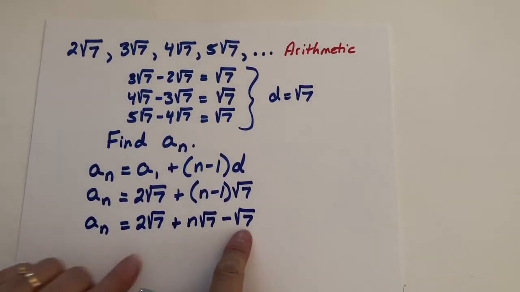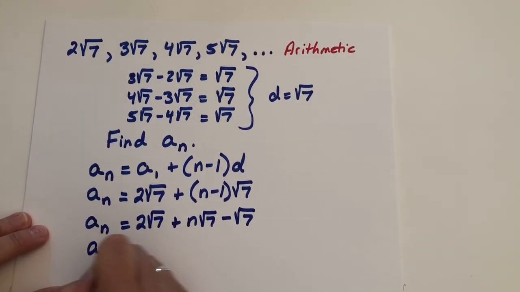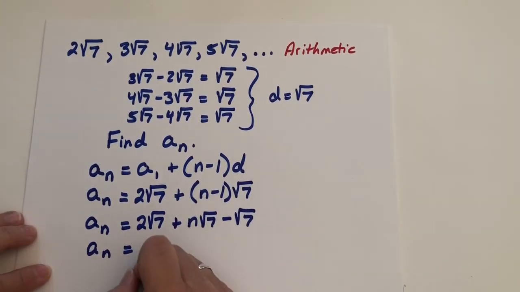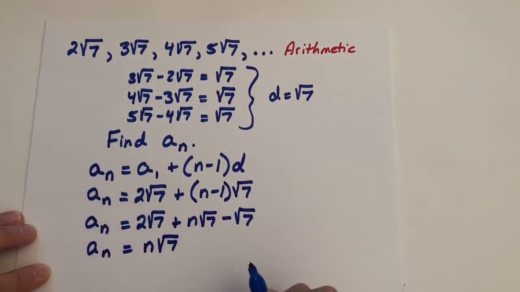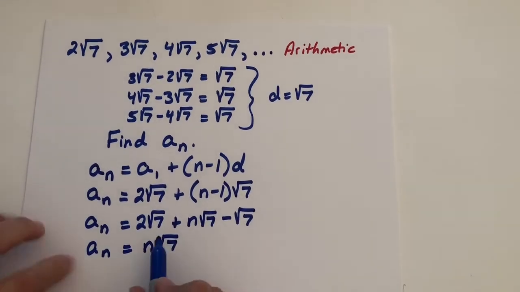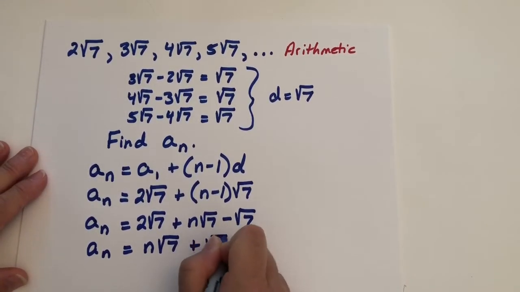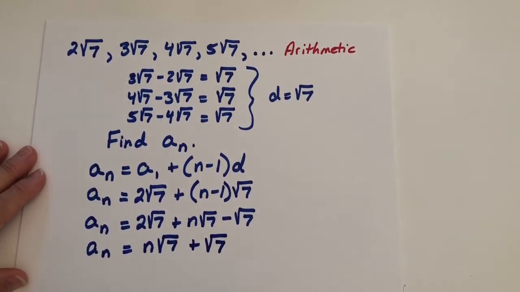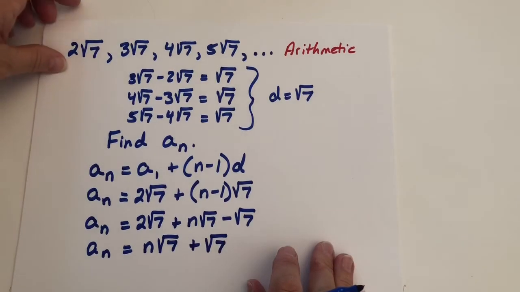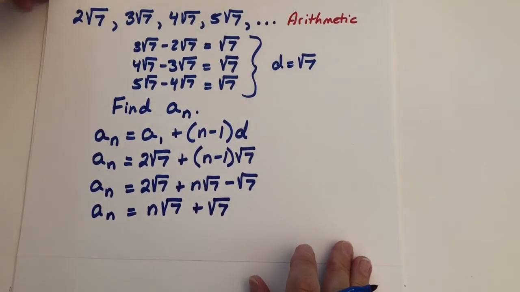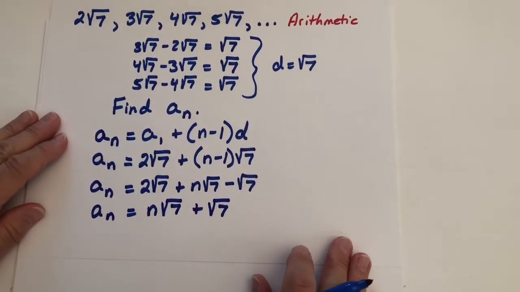And I'm going to combine these two. So I have a sub n equals, let's write the n square root of 7 first. And 2 square root of 7 minus 1 square root of 7 is just 1 square root of 7. Now that could be where we stop. I just want to show you one more thing right here. Let's just go one more step for this particular problem.